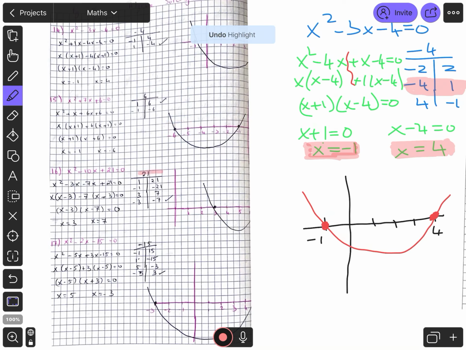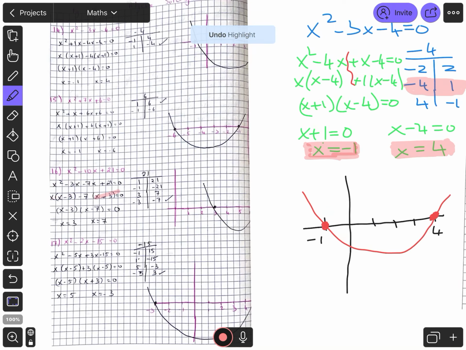You have 21, positive 21, so the different factors are all written here. 1 and 21, minus 1 and minus 21, 3 and 7, minus 3 and minus 7. I need them to make minus 10, so when I add these together, this last one here adds to give me minus 10. So I replace this with minus 3x minus 7x. Again, I'm taking out what's common from the first two. x will come out and you're left with x minus 3.